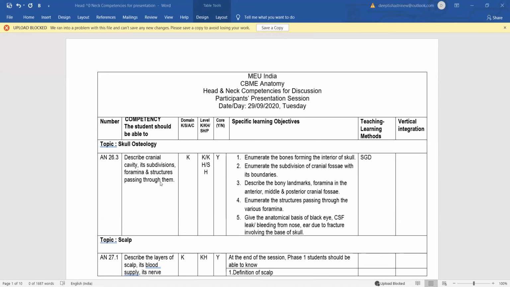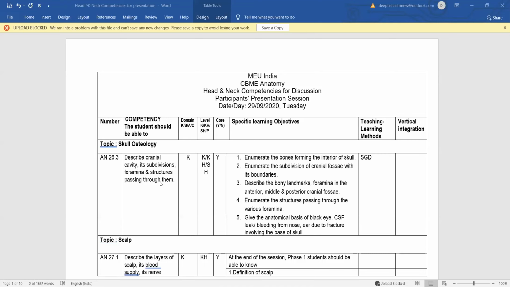So I feel at one point it is osteology. Maybe 26.3 is osteology, but 30.1 and 30.2 are related to soft tissue, the cranial cavity with folds of dura mater. So maybe those SLOs can be framed there, while here we can restrict to just bones. While there you can go to soft tissue as well. That's what I felt was the difference.